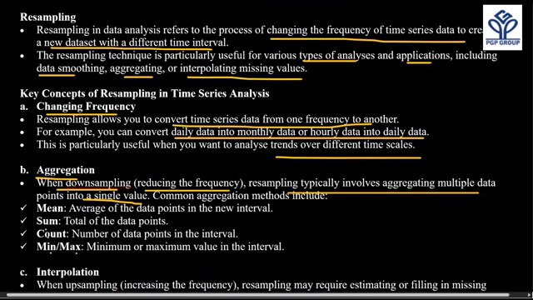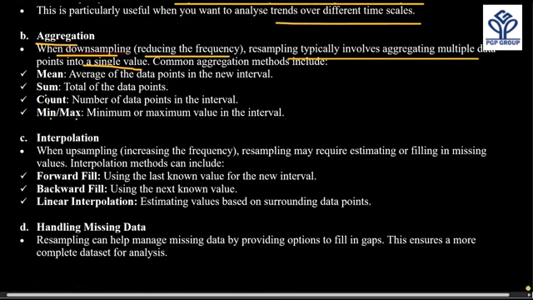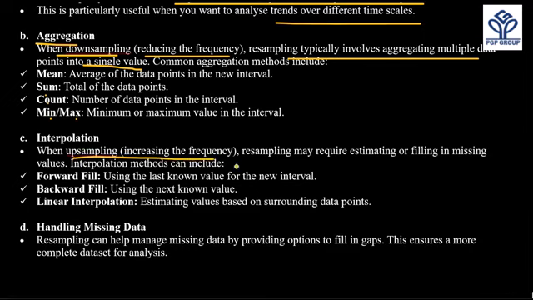Then you can go for interpolation also. There are two different types of interpolation available, but we are not studying them in our course; they are just mentioning the names. When upsampling, increasing the frequency, resampling may require estimating or filling in the missing values. When you increase the frequency, some values will be missing, so definitely you have to fill them. We already studied these methods: forward fill, backward fill, linear interpolation. You can use any of these methods. Spline interpolation is also available. You can use any of these methods to fill the missing values.